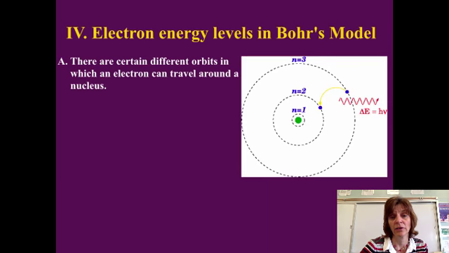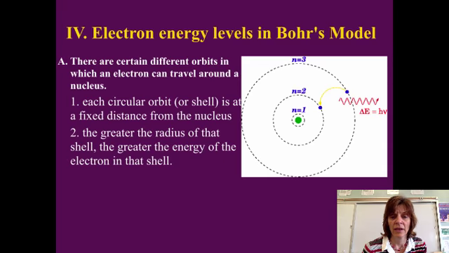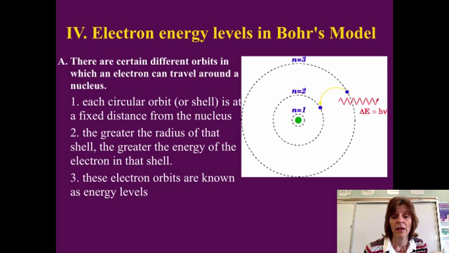Okay, so here's Bohr's model. He said that there's different orbits in which an electron can travel. Okay, we knew the electrons were on the outside. Each orbit is at a fixed distance from the nucleus. The greater the radius of that orbit, the greater the energy of the electron. So this n equals 3 electron has greater energy than n equals 2 and n equals 1. And for some reason, he believed they were confined to those set orbits. These are known as energy levels.